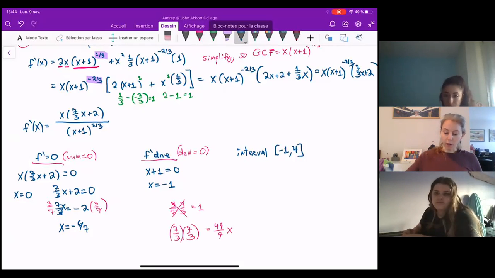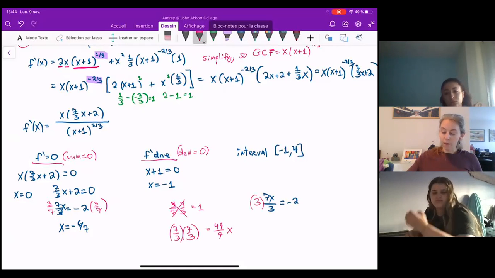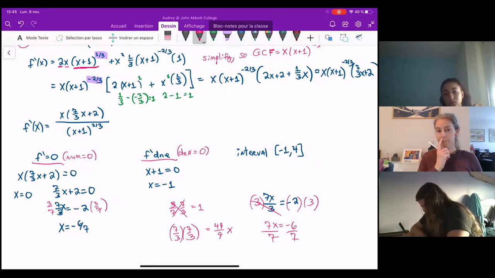Alternatively, you could even think of it as 7x over 3 is equal to negative 2, and start by saying, okay, I need to multiply by 3. So that cancels things out, and I get 7x is equal to negative 6, and then I divide by 7. Does that make sense?